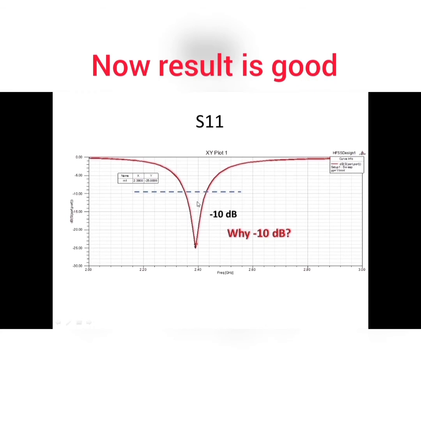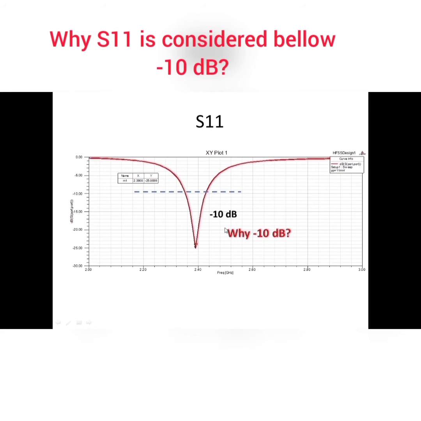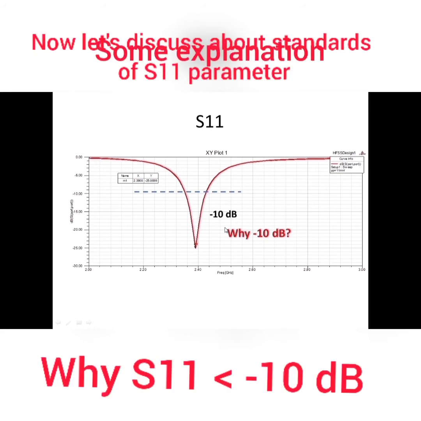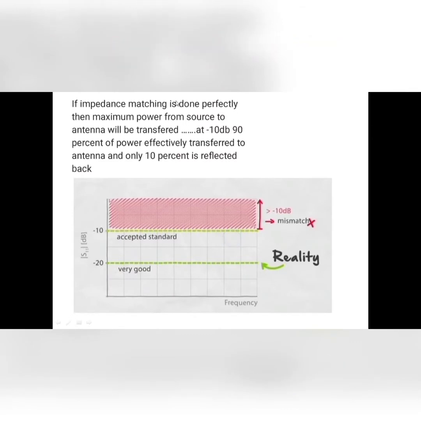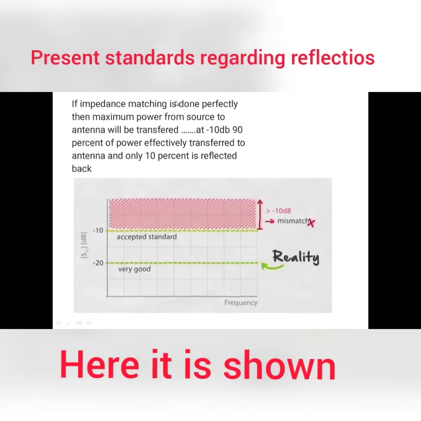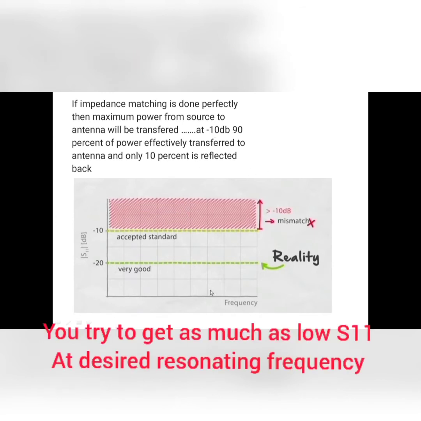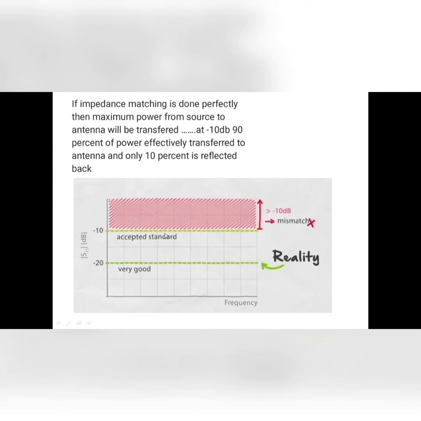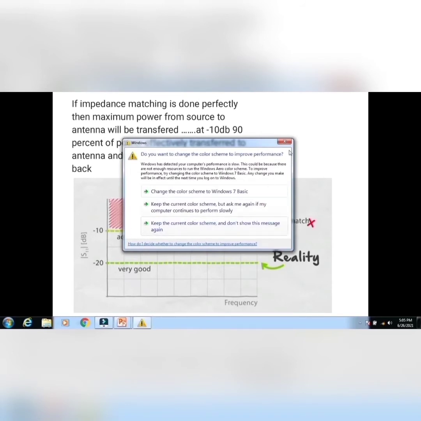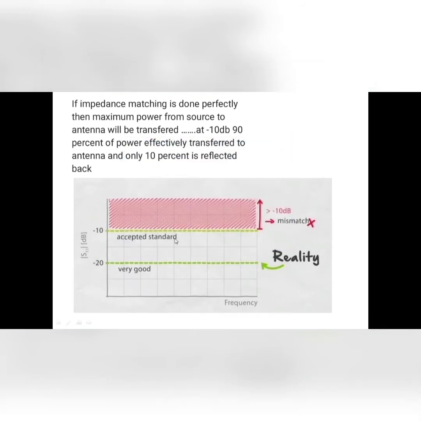But always people are telling that S11 should be below minus 10 dB. Why is that? I wanted to give some clarification about that. See this figure. It is a standard notation for S11 of a transmission line or an antenna. If you get above minus 10 dB, then a lot of reflection is there, so a lot of loss is also there, and people won't consider this. That red mark is a total mismatch. Nobody will consider that. At minus 10 dB, at least they are assuming that 90% of the power is transferred and only 10% of the power is reflected back. That's why today's standard considers minus 10 dB as an acceptable range.